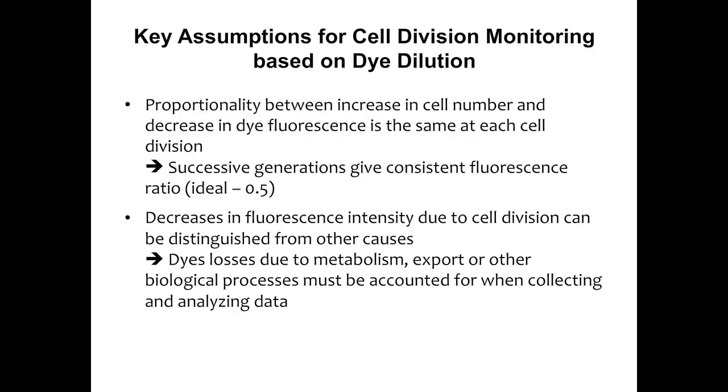However, what we'll find is that really isn't always the case. Decreases in fluorescence intensity due to cell division can be distinguished from other cases, but the decrease may not be due just to division. In fact, the reduced fluorescence intensity can be due to metabolism, export of proteins, or other biological processes occurring within the cell that may cause the dye to be degraded.